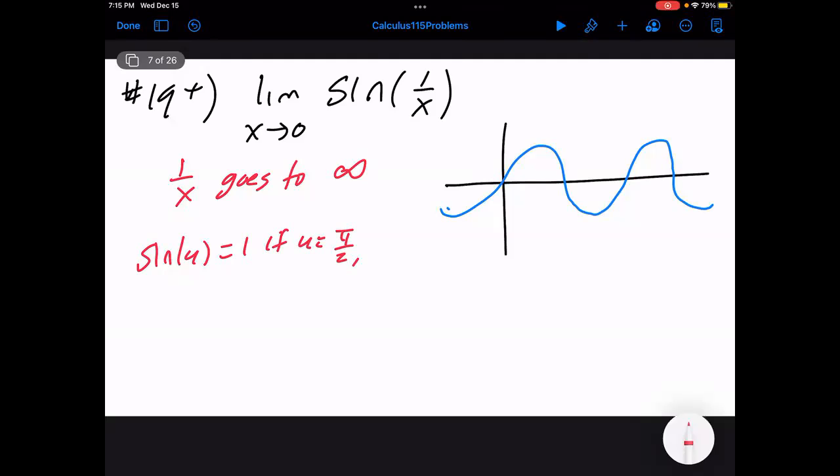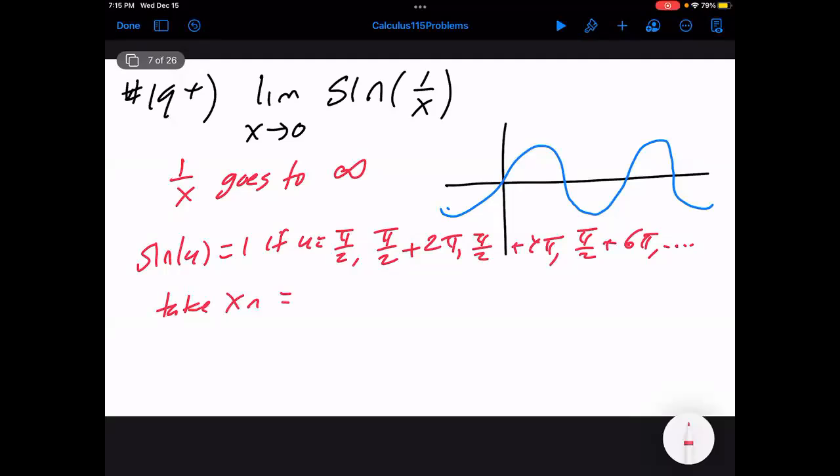What's the next value where we get a sine of 1? It might not be between 0 and 2 pi. You have to go around again. So it would be pi halves plus 2 pi, and then pi halves plus 4 pi, pi halves plus 6 pi, and so on and so on.